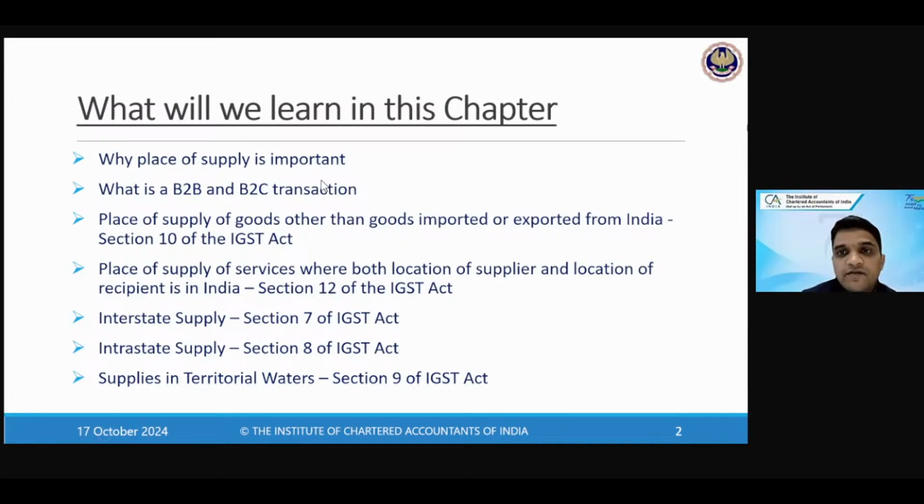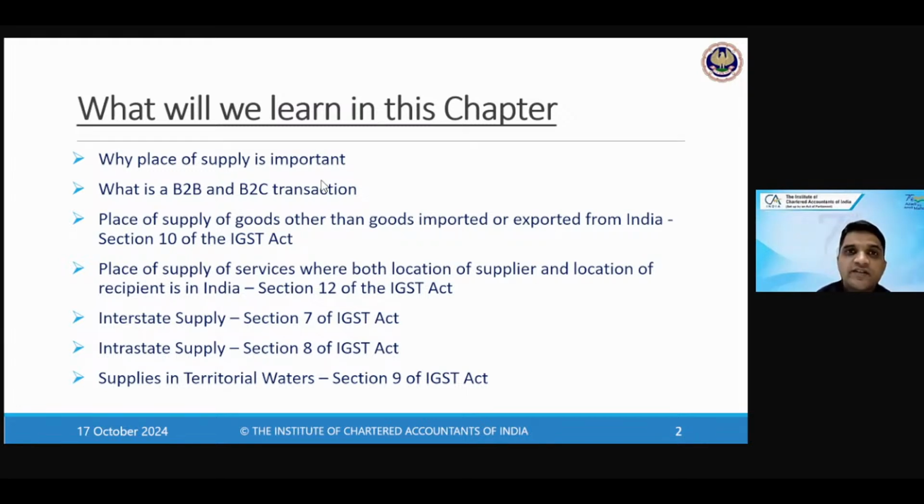Why place of supply, firstly, is very important is we will learn the following things. Why place of supply is important, which we already understood. What is a B2B and B2C transaction? There's something called as a B2B transaction and one more thing called as B2C transaction. We'll understand that. Then we'll understand that there are separate provisions for place of supply for goods and separate provisions for place of supply of services. So place of supply of goods also could be that when you are doing anything within India or when you're doing any transaction outside India.